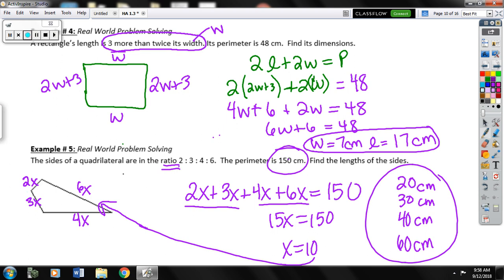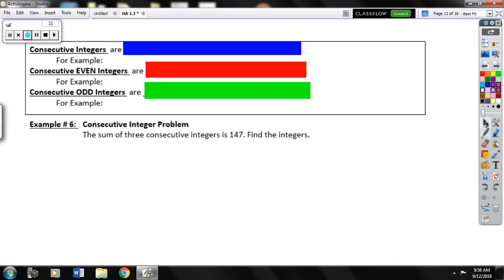Then our last few problems are talking about consecutive integers. You should remember these problems from Algebra 1, perhaps. Consecutive integers are things that go in order. So like 1, 2, 3, 4 are consecutive. They are numbers that differ, or integers I should say, that differ by 1. So they can be positive or negative. We won't have any fractions or decimals, but they will differ by 1.